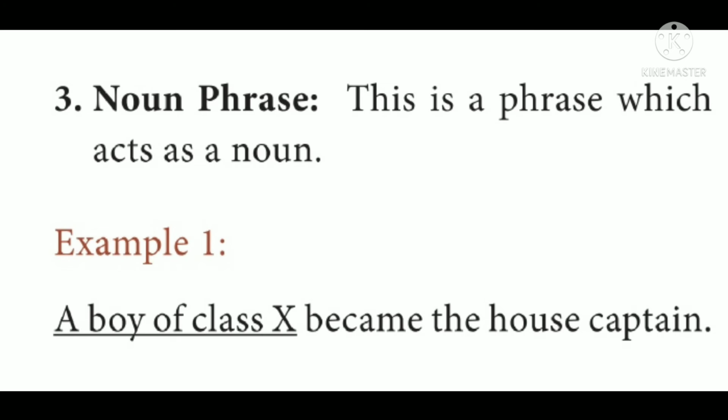See the example: A boy of class 10 became the house captain. So here the underlined words are "a boy of class 10." Here boy is a noun. So here we'll just recall. We have seen the different kinds of phrases, that is adjective phrase, adverb phrase and noun phrase.